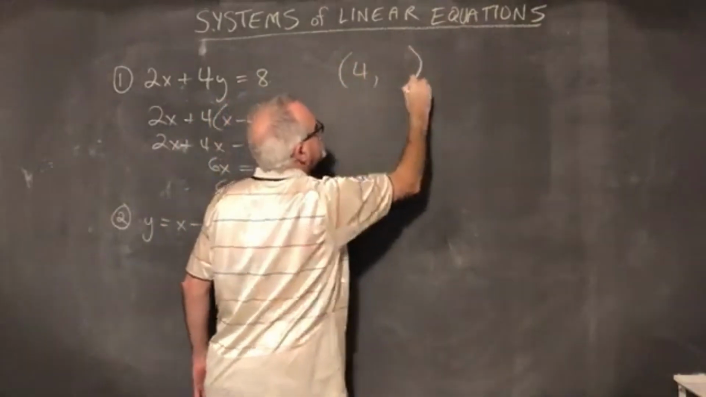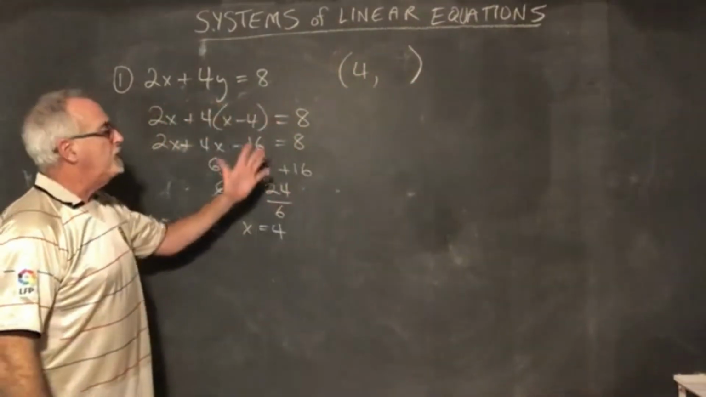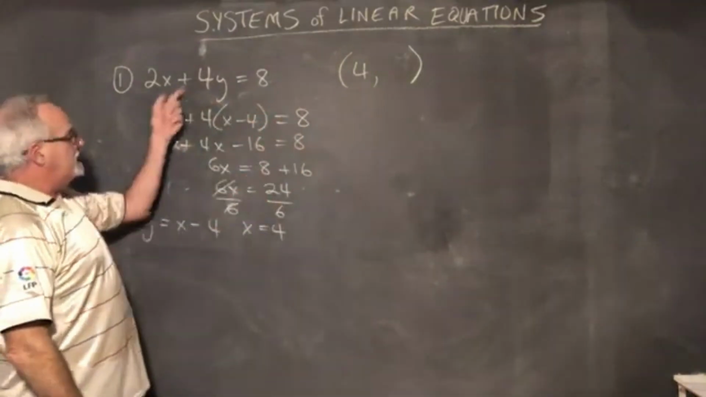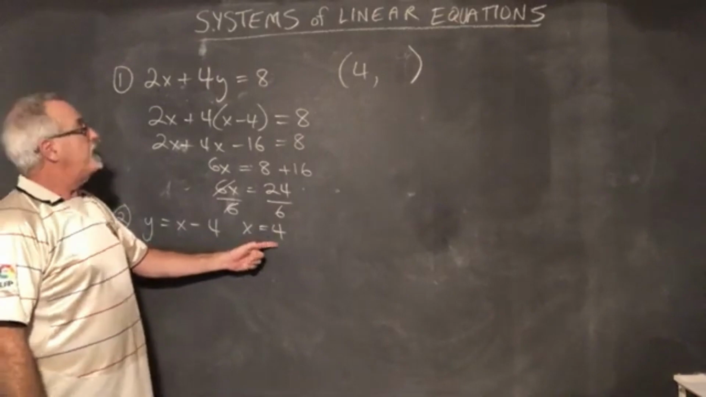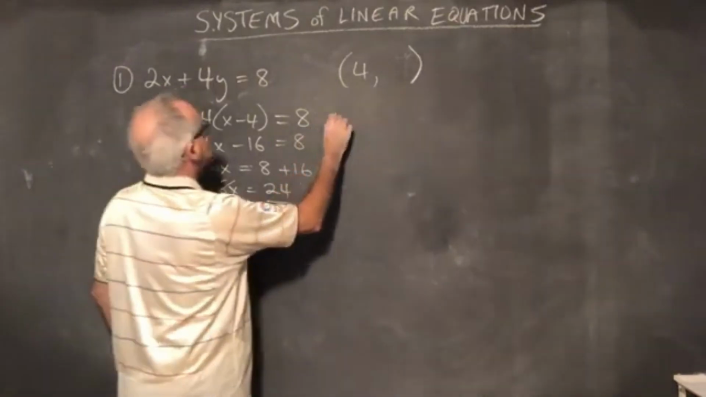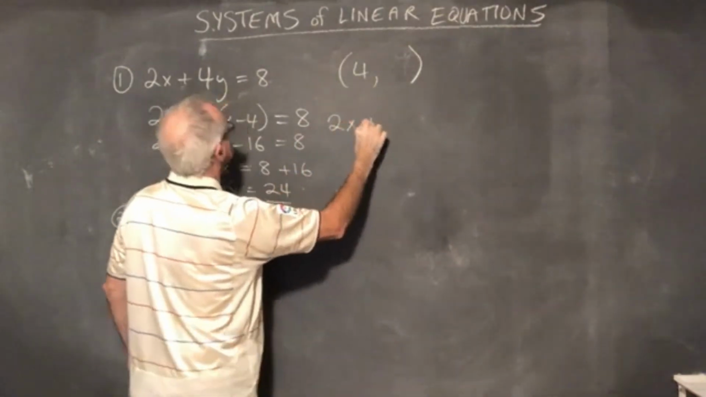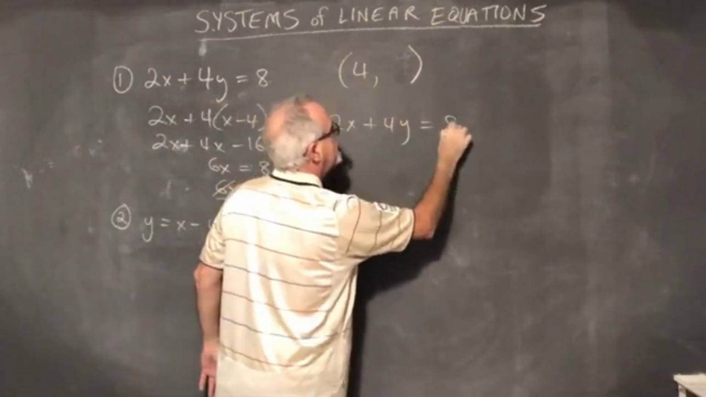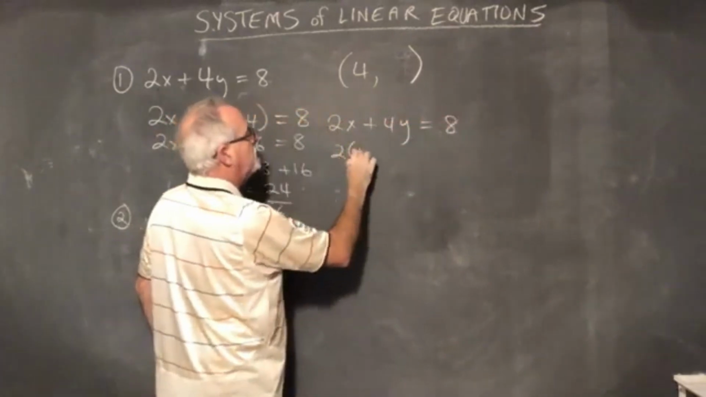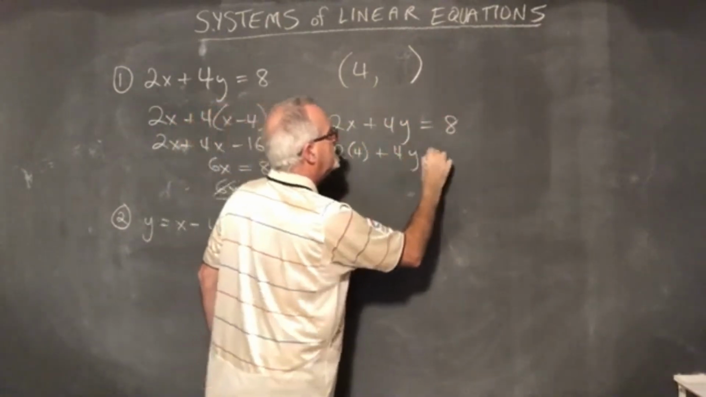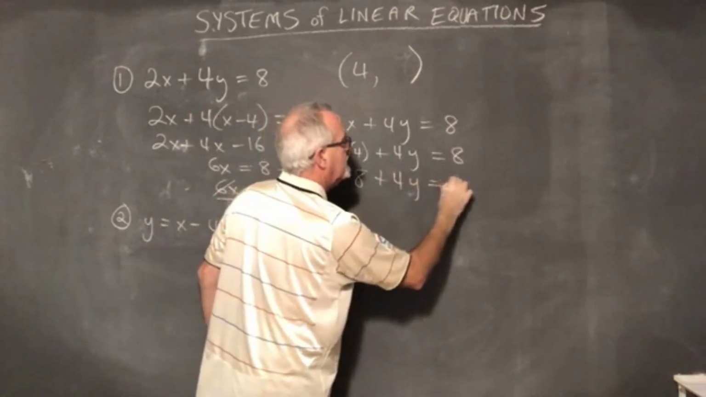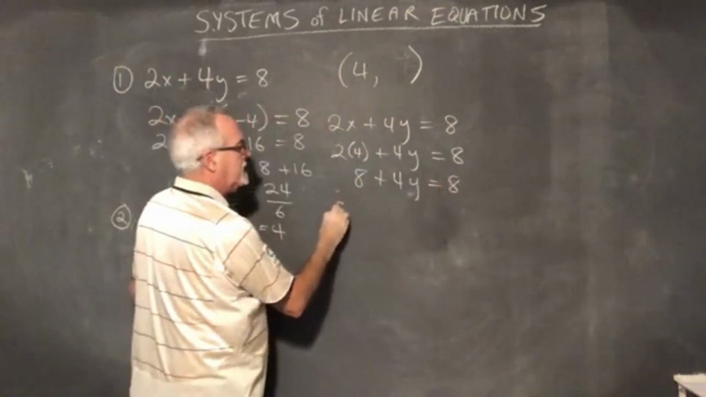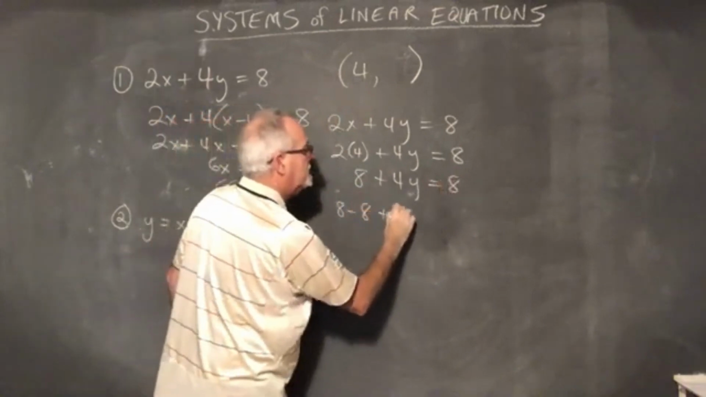Oops. We need to show what y is equal to. Even though we know what the answer is going to be, we're going to take one of the equations and replace the x with a 4. So I'll do it with this equation this time. 2 times 2x plus 4y equals 8 becomes 2 times 4 plus 4y equals 8. 8 plus 4y equals 8.